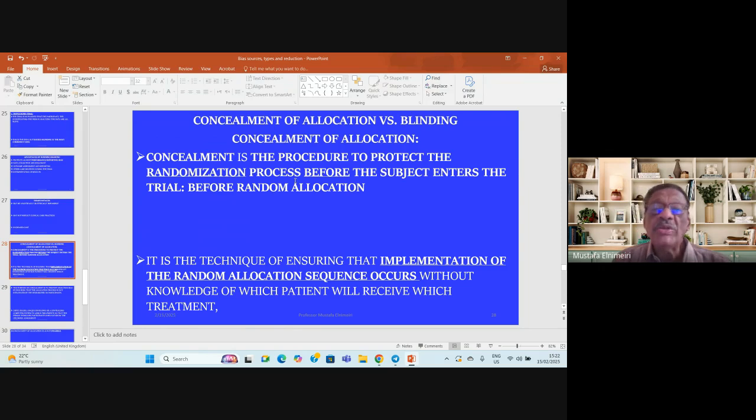Now we talk about another aspect, which is concealment of allocation versus blinding. First, concealment of allocation. Concealment is the procedure to protect the randomization process, or random allocation process, before the subject enters or is enrolled in the trial, before random allocation is carried out. It is the technique of ensuring that implementation of the random allocation sequence occurs without knowledge of which patient will receive which treatment.